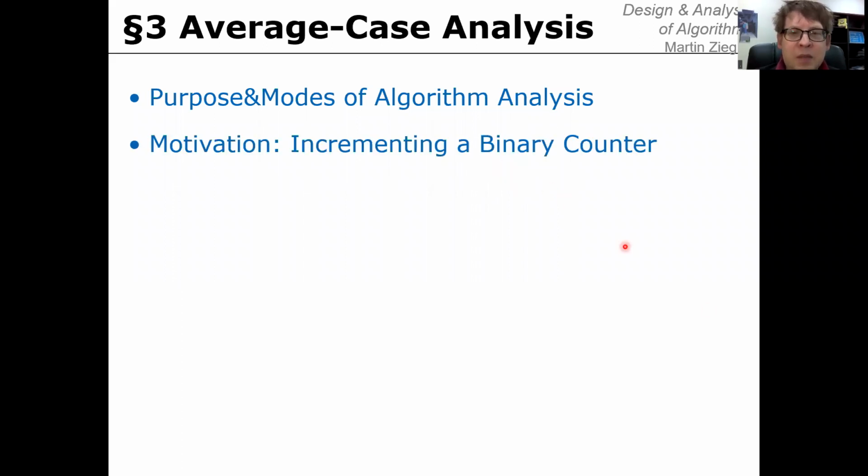We'll talk about a motivating example, namely the example of incrementing a binary counter, which is a toy example that illustrates why our classical traditional worst case analysis, conservative, pessimistic, may actually be overly pessimistic and may give a wrong prediction about the actual practical behavior of algorithms, and thus motivate different modes of analysis, such as average case analysis.